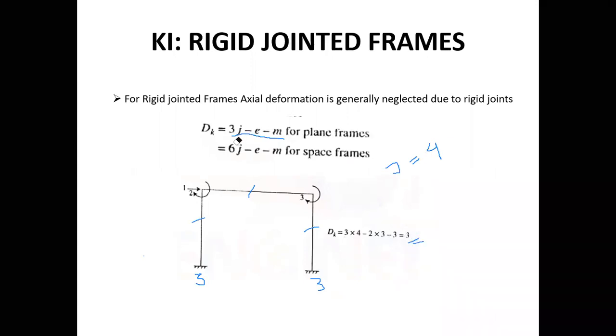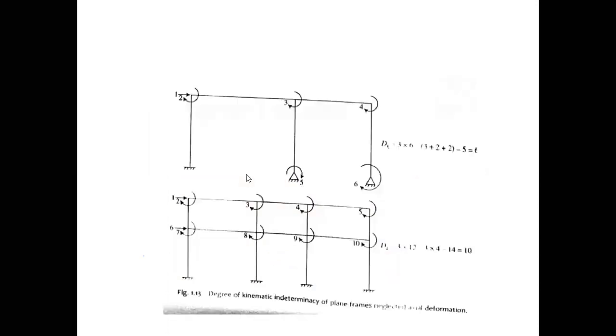Hopefully, I think you would have understood this concept. You just need to remember this formula, that is 3j minus e minus m in case of a plane frame, and it will become 6j minus e minus m in case of a space frame. One thing more, you need to remember that axial deformation is generally neglected in case of rigid jointed frames.